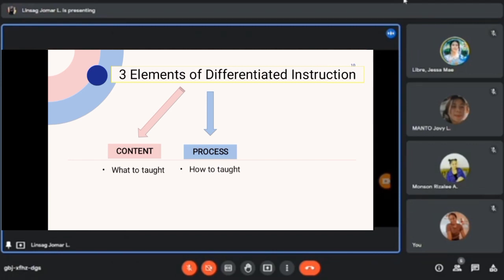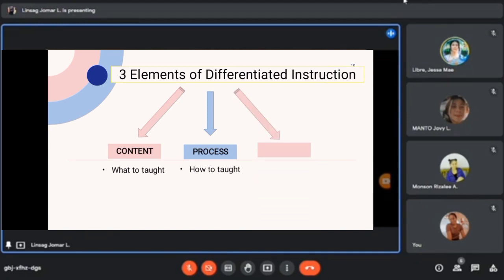Now, in differentiating the learning process, it is done by providing varied options of different levels of difficulty or based on differing students' interest. Also, offering different amounts of teacher and student support for a task, by giving choices about how students express their understanding and varying the learning process depending upon how students learn.